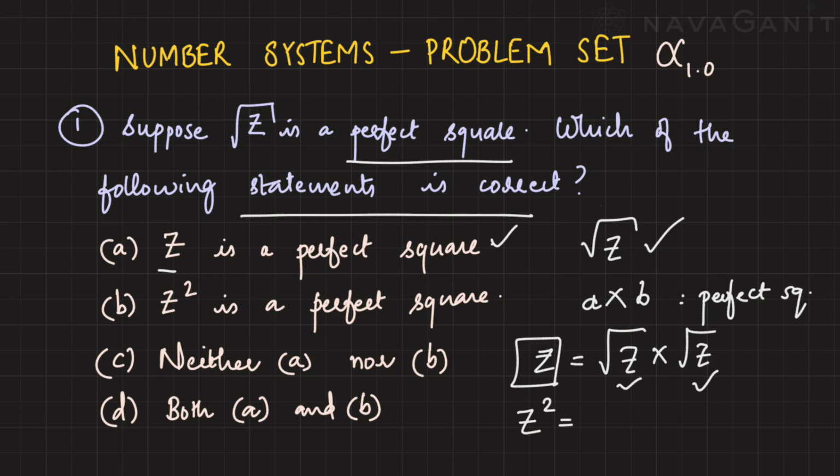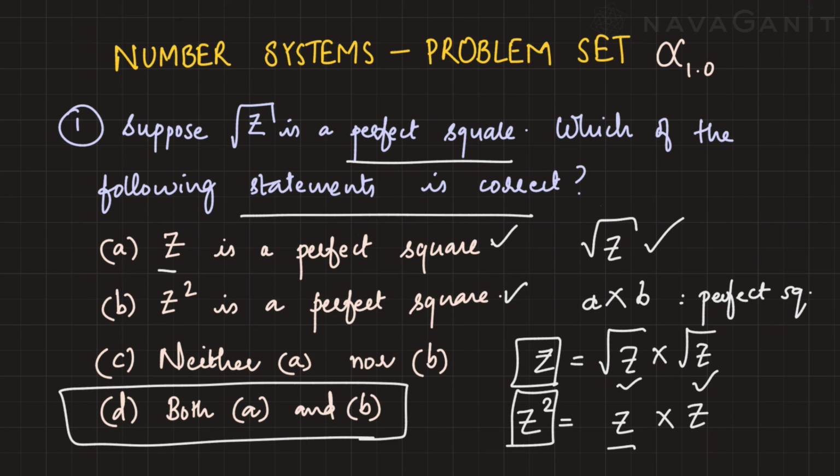Z square is nothing but z multiplied by z. Now z is a perfect square, so z multiplied by z, z square would also be a perfect square. So option D, both A and B are correct.